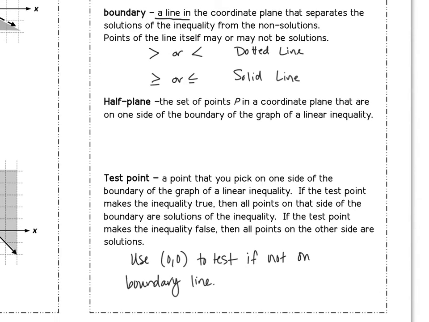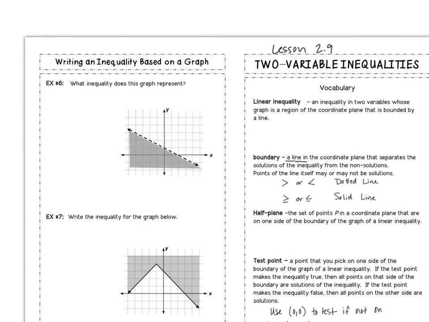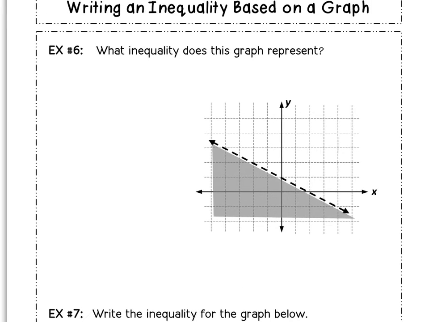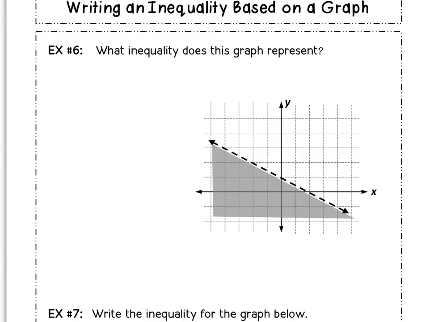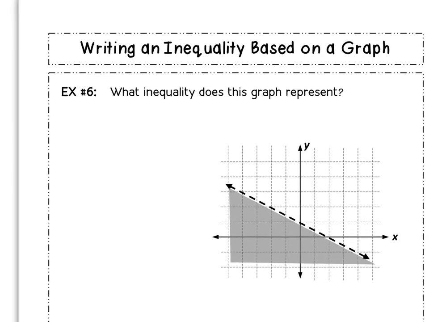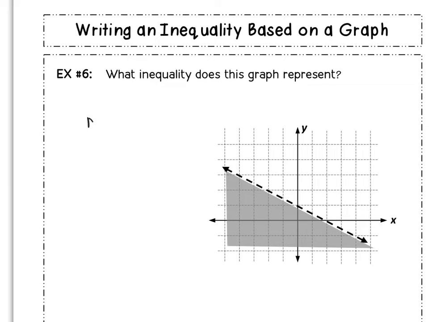All right, on to number 6. So this one's going backwards. What if you have the graph, but we need to write the inequality? So we're going to pull apart all the important things that we need. So in this example here, I have a line. So we know we're going to fill in y equals mx plus b. And we need two important things for that. We need the slope and we need the y-intercept.